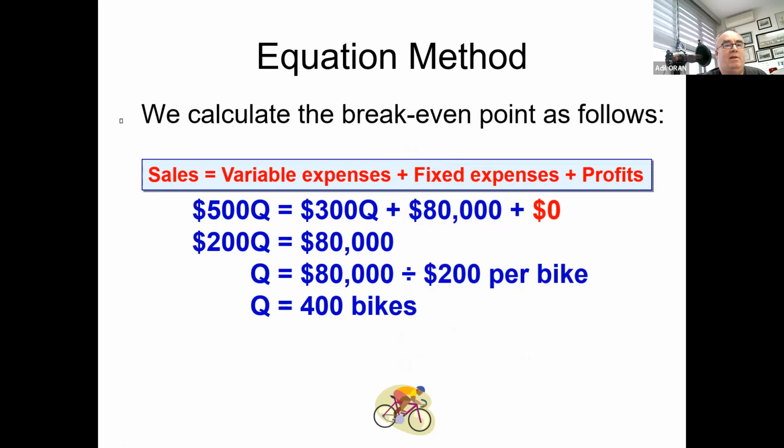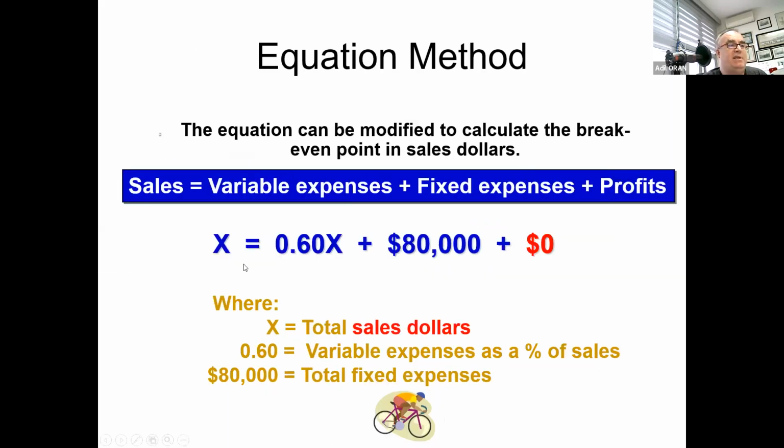But if you want to do it directly from the equation, change things around so that your sales number is equal to variable expenses plus fixed expenses plus profits, but state your variable expenses as 60% of sales. So if sales is equal to X, your variable expenses are going to be 60% of X. And your fixed expense is 80,000. So solving for X would allow you to calculate directly your break-even point in dollars of sales.